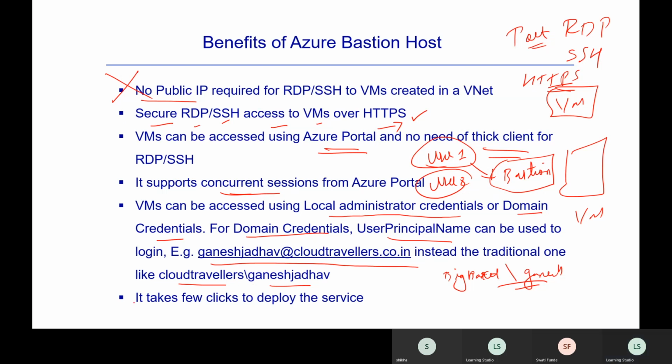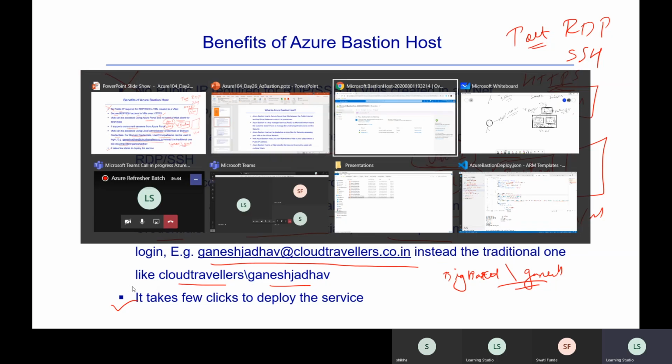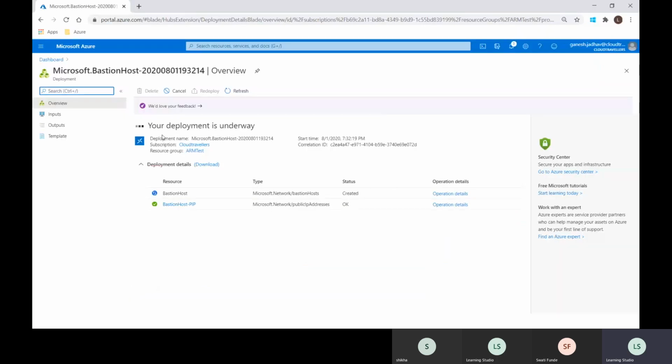And the last benefit of using Azure Bastion Host is it literally takes a few clicks to deploy the service. Now we deployed the service in our Azure portal. It only asked us for the name of the Bastion host, the public IP address name, and the virtual network name. So within 3 clicks, we were able to deploy this Azure Bastion host service. Okay, let's revisit our Azure portal to see if it has been deployed. No, the deployment is underway.